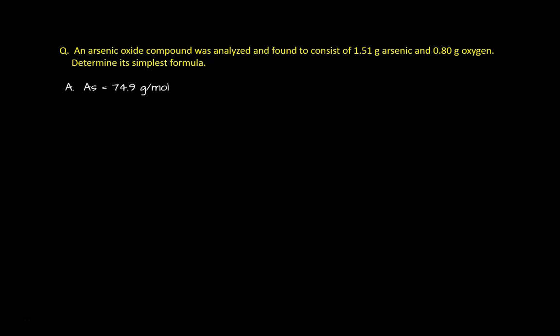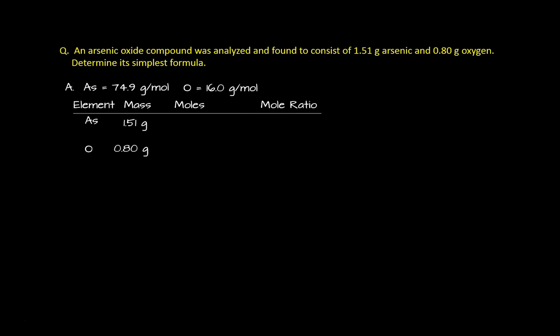Start out by noting the molar masses of the elements. Arsenic is 74.9 grams per mole, oxygen is 16. We can now set up our table, show the elements here and their masses. The moles, again, are obtained by using our formula. Moles equals mass over molar mass. In the case of arsenic, 1.51 over 74.9 equals 0.020. And for oxygen, we get 0.050 moles. Now we'll take the smallest number, 0.02, divide each number by 0.02, obtain 1 as expected, and in the second case, 2.5.